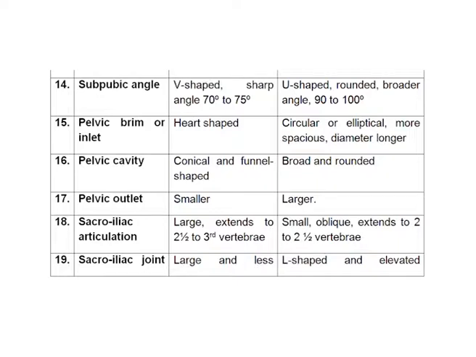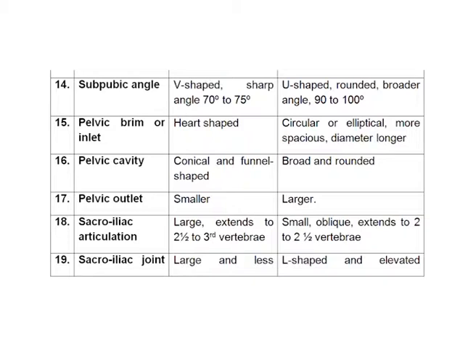If we see the sacroiliac articulation, it is large, extending to the 2.5 to 3rd vertebrae in male pelvis, whereas in female pelvis the sacroiliac articulation is small, oblique and extends to 2 to 2.5 vertebrae, which helps in the process of parturition or childbirth to have a mobile sacroiliac articulation.